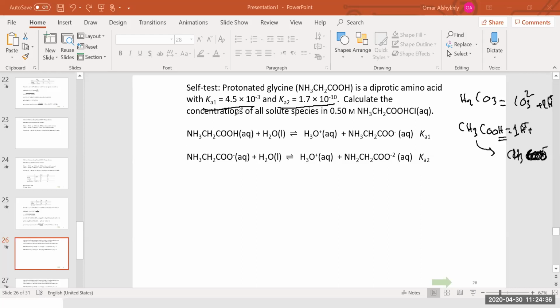Calculate all. So what we have here: the first deprotonation will be according to this equation, and the second deprotonation will be according to the second reaction. Now let's use the ice table for the first deprotonation.